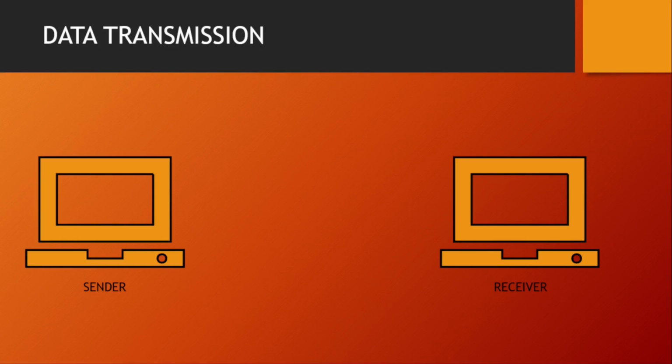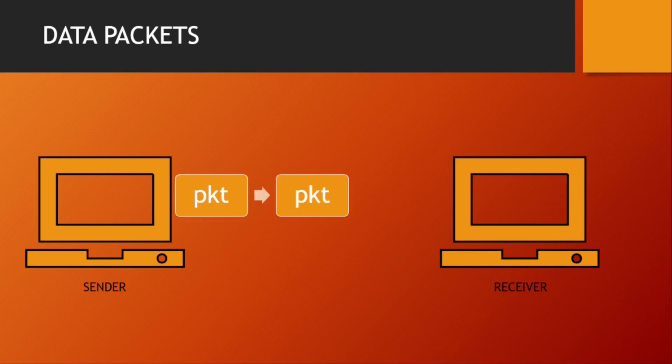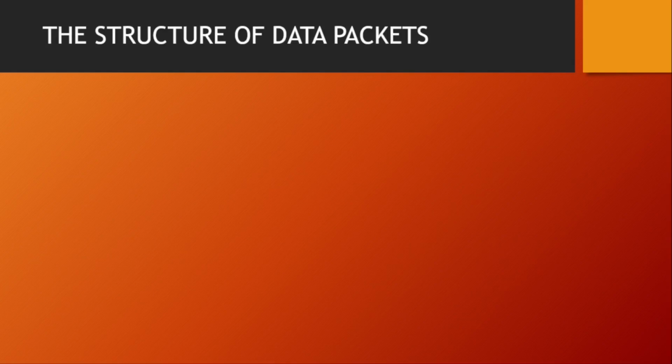When data is sent from one device to another over long distances, it is usually broken up into packets. These packets are usually 64 kilobytes in size, making them convenient to be sent along a different route to its destination. Let's acquaint ourselves with the structure of a data packet.